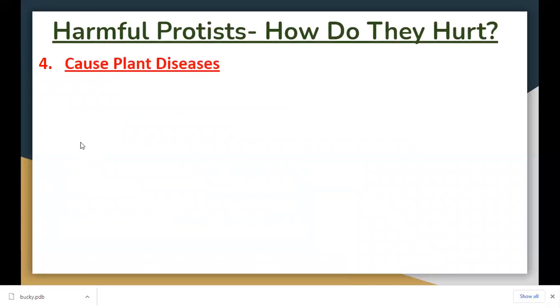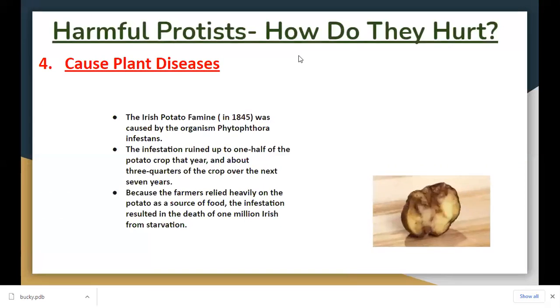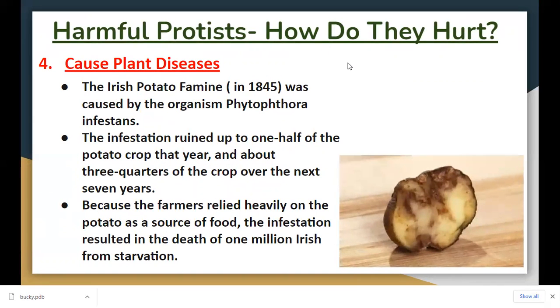Another type of harmful protist is the ones that cause plant diseases. So there's a disease on a potato there. The Irish potato famine in 1845 was caused by the organism Phytophthora infestans. Hope I said that right. The infestation ruined up to 1/2 of the potato crop the first year and about 3/4 of the crop over the next 7 years. And because at that time farmers relied heavily on the potato as a source of food, the infestation resulted in the death of 1 million Irish because they starved without those potatoes. So protists can cause plant diseases.